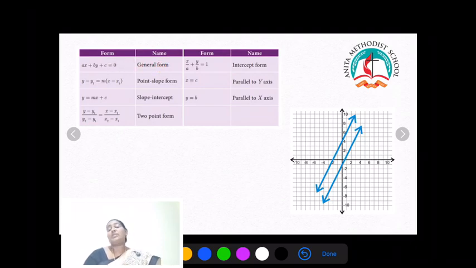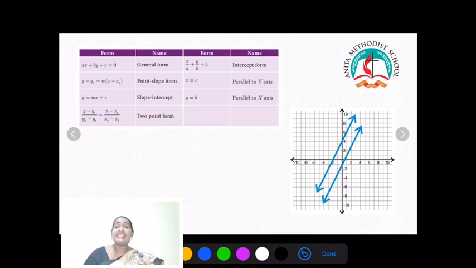One point form: one point is given and the slope is given. We learn y minus y1 is equal to m into x minus x1. Slope is given and the intercept is given: y is equal to mx plus c. Do you remember? Okay. What is the two-point formula? Praveen, can you remember? y minus y1 by y2 minus y1 equals x minus x1 by x2 minus x1.